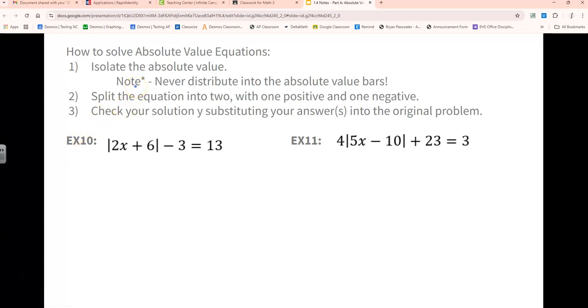Once you get the absolute value bars by themselves, you split it into 2 equations, one positive and one negative, and then solve your solution. That should say by substituting your answer into the original problem.